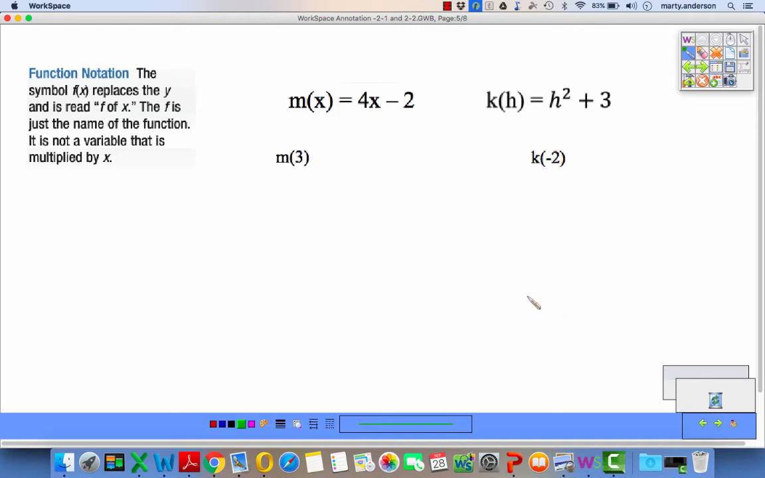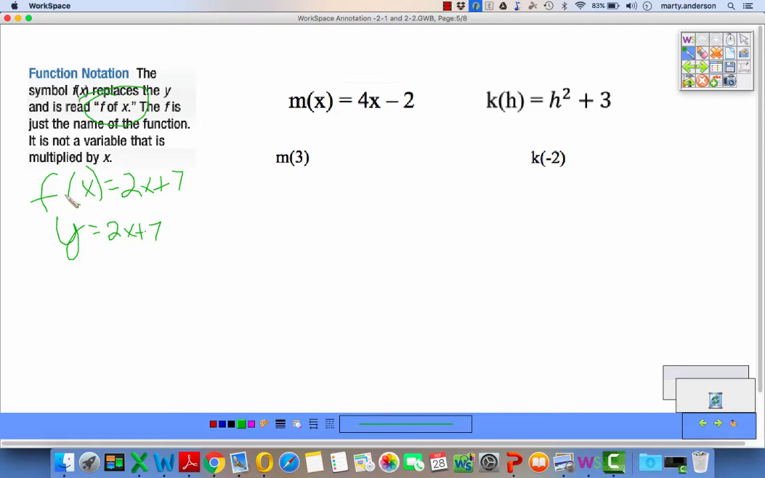The last thing for 2-1, this is the end of 2-1, function notation, the symbol f of x. When we're talking about f of x, it's read as f of x. This is going to replace y. So y equals mx plus b, or y equals 2x plus 7. Instead, we're going to have f of x equals 2x plus 7, function notation. It's just going to be exactly the same.